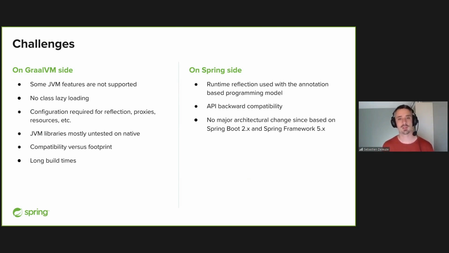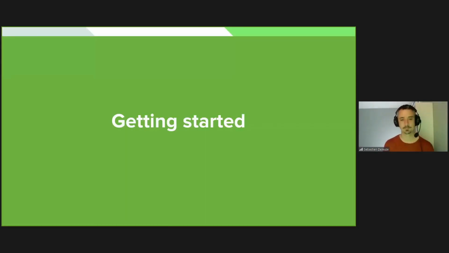The second point is that Spring really cares about API backward compatibility. So we want to support native without breaking our current contracts and programming model, in order to allow you to not modify your application to go native. The last point is that all the work that we have done until now on Spring Native is based on Spring Boot 2 and Spring Framework 5, so no major architectural changes. So that was a challenge, to do that without changing framework and boot.